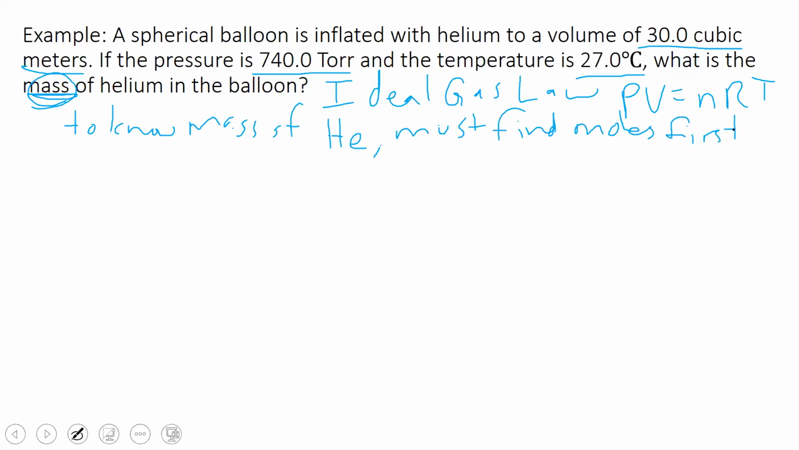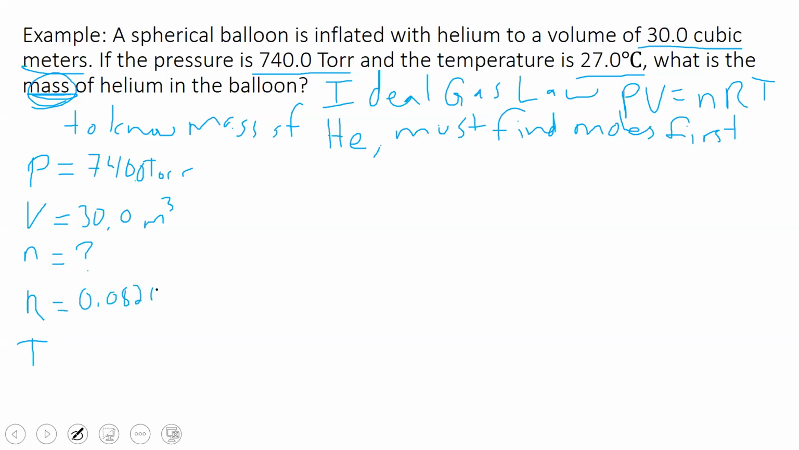So we have P, V, n, R, and T, since those are the variables in the equation. We know our pressure is 740 torr. Our volume is 30.0 cubic meters. n is what we're looking for initially. R is 0.08206 liter atmospheres per mole Kelvin. That's our constant. And the temperature is 27.0 degrees Celsius. So here's the thing though, because all of these units are specific in that ideal gas constant, we have to change those units.